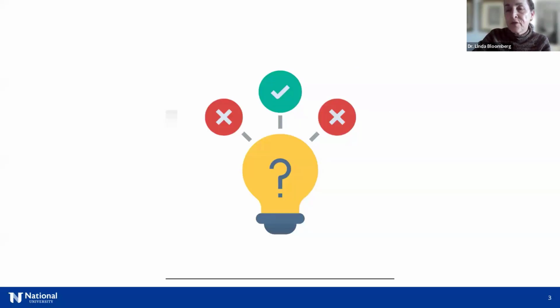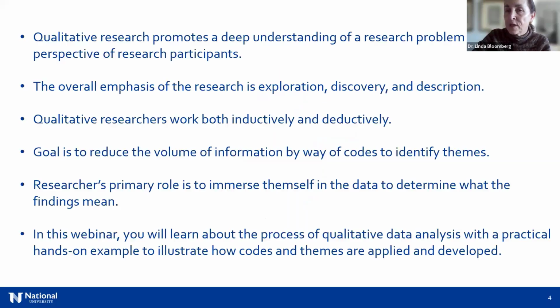So qualitative research is a huge field in itself, multifaceted, multidisciplinary. It cuts across multiple disciplines, and so there are many different aspects to it. But some of the key characteristics of qualitative research is that it promotes a really deep understanding of a research problem from the perspective of the research participants themselves. Remember, in qualitative research, we don't refer to research subjects, as would be the case in quantitative. We refer to research participants. The overall emphasis is on exploration, discovery, and description.